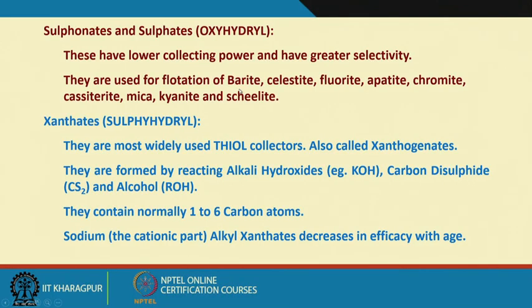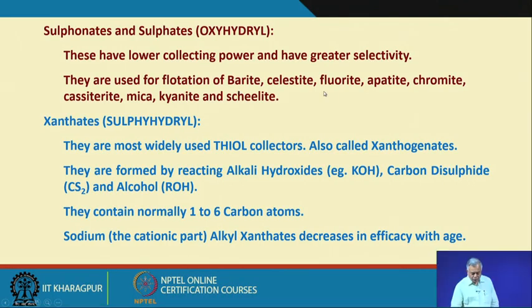Bonding between the particle surfaces and this collector may be weak, and that is why its collecting power may be low, but it will not bond with just any mineral. It will only bond with a certain class of mineral which you have targeted to be floated. So, they are used for flotation of barite, celestite, fluorite, apatite, chromite, cassiterite, mica, kyanite, etc.